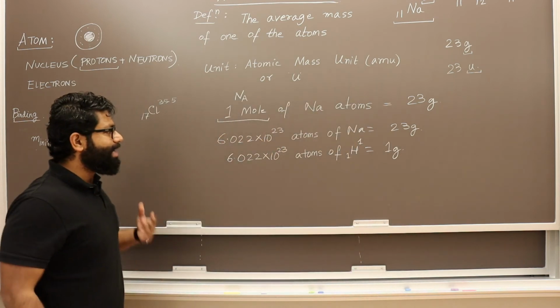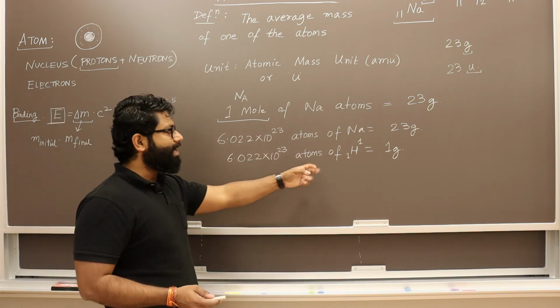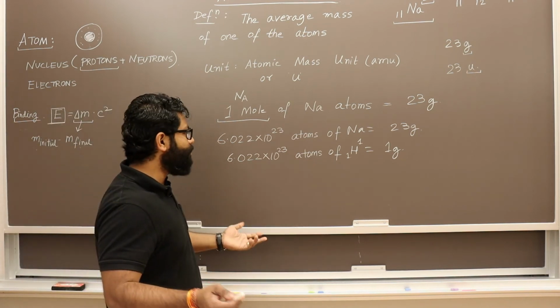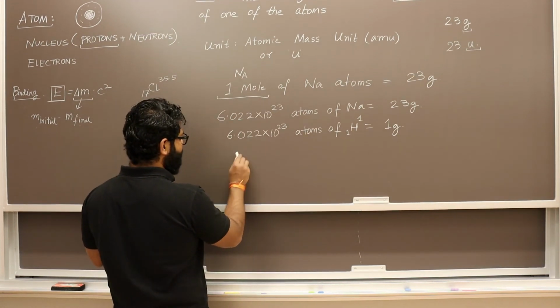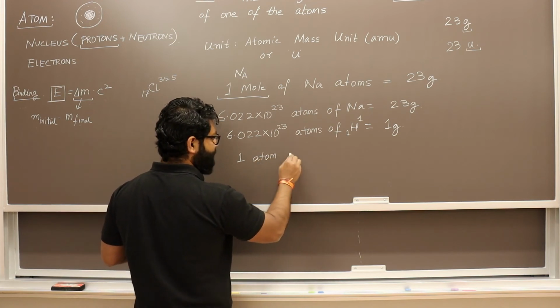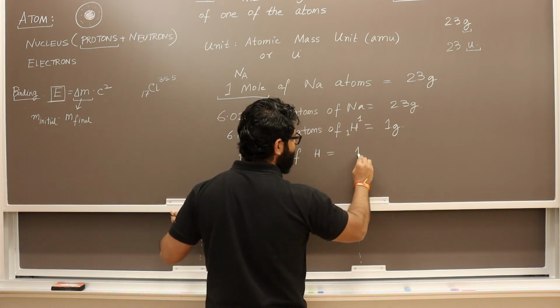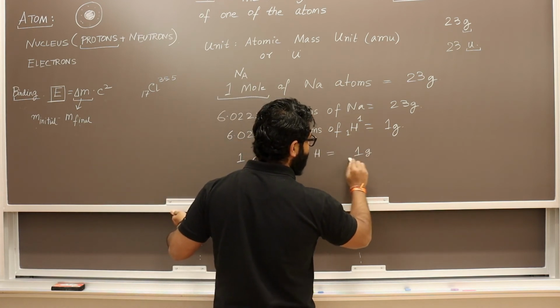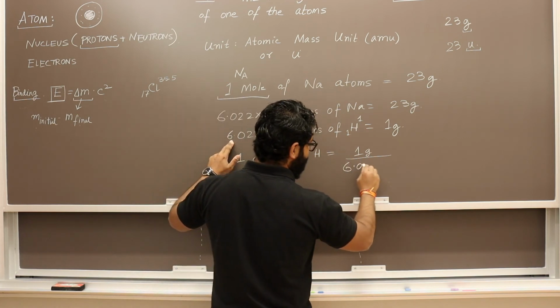Simple enough. Now we wish to find out what is the weight of one atom, right? So how will we do it? We'll just use the unitary method, right? So we'll write, 1 atom of hydrogen will weigh how much? 1 gram over this number, right? Simple.